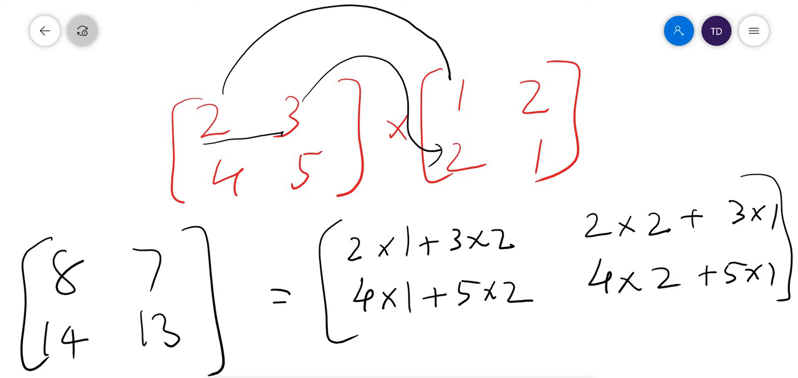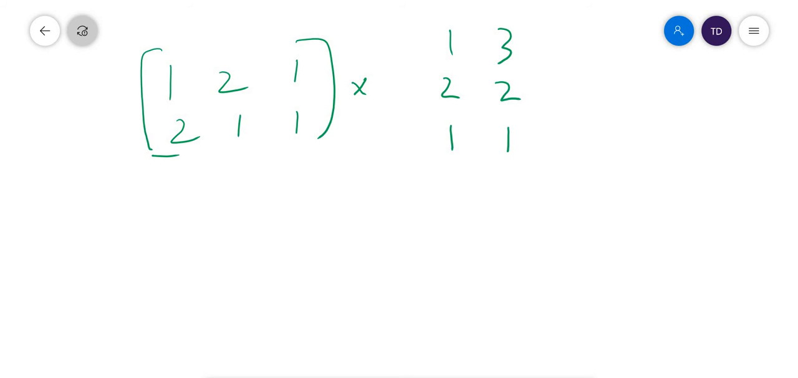I will take another example. You need to understand this. I have a matrix like this: 1, 2, 1, then next is 2, 1, 1. Another matrix is 1, 2, 1, 3, 2, 1. See, you need to understand the concept of the order of a matrix, the order of a second order tensor.